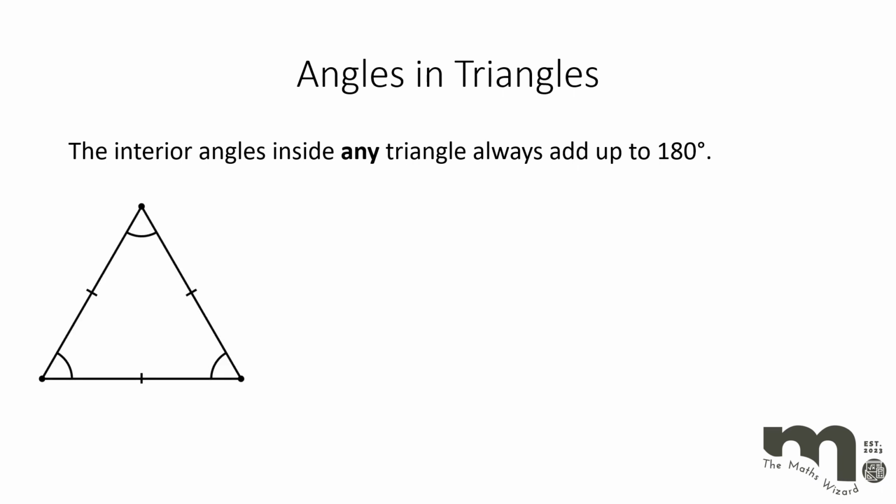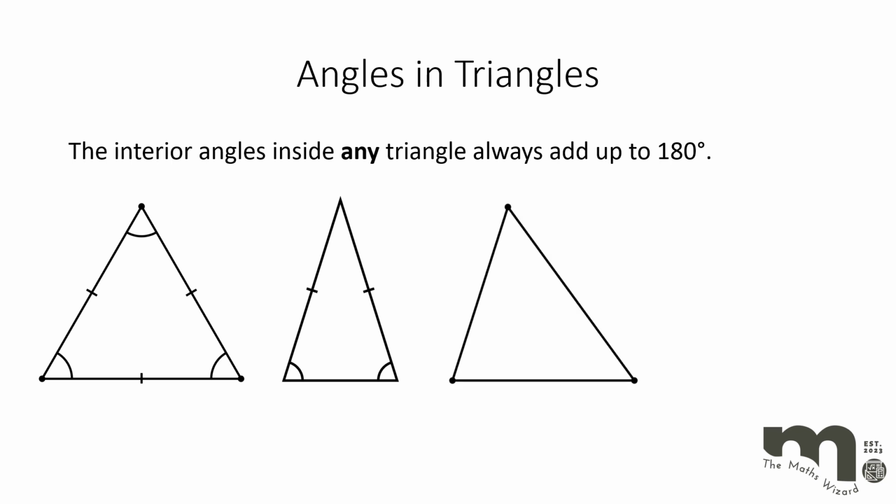So that's the same for equilateral triangles. This is a triangle where all of the sides are equal. It's the same for isosceles triangles. This is a triangle where you've got two equal sides and one side that is a different length. And scalene triangles where all of the sides are different lengths. So whatever the triangle is, and we've also got right angle triangles, whatever the triangle is, the angles will always add up to 180 degrees.